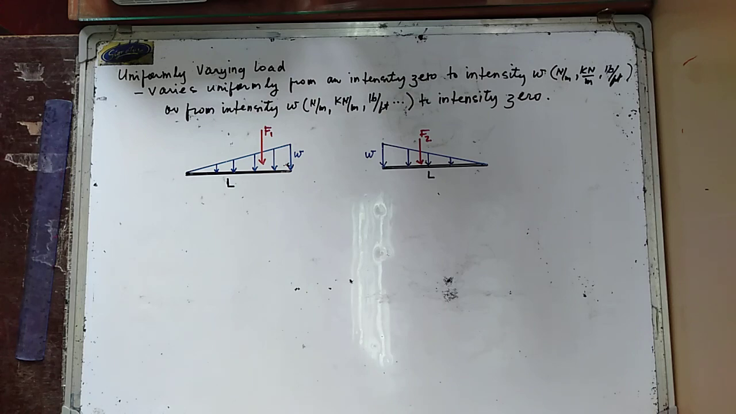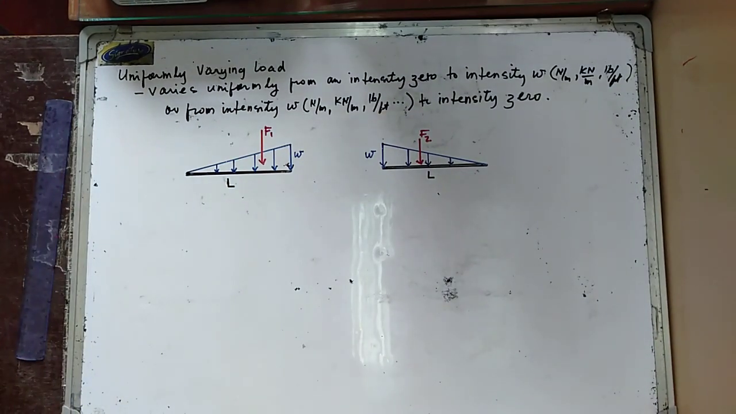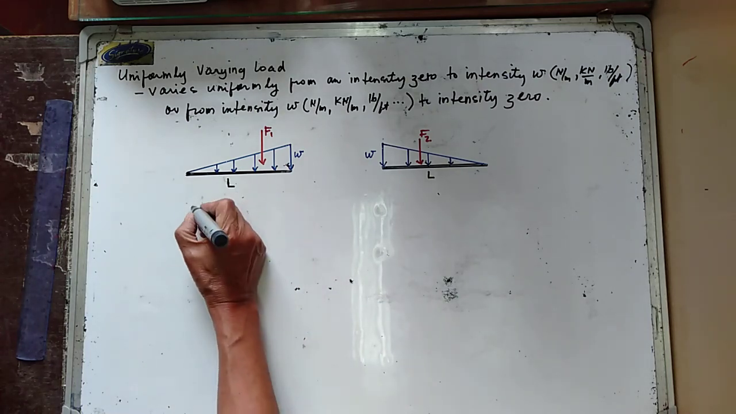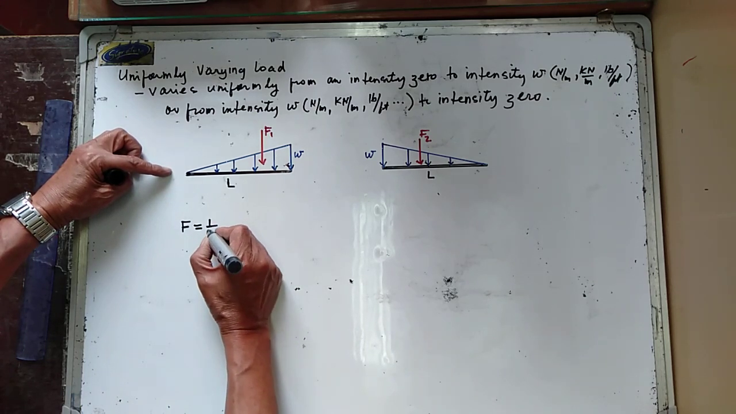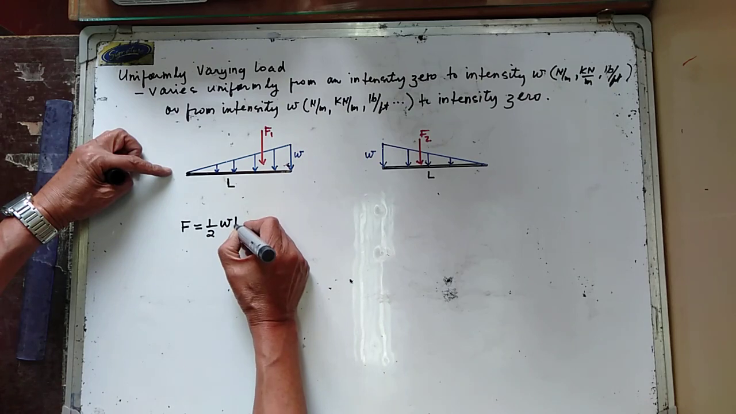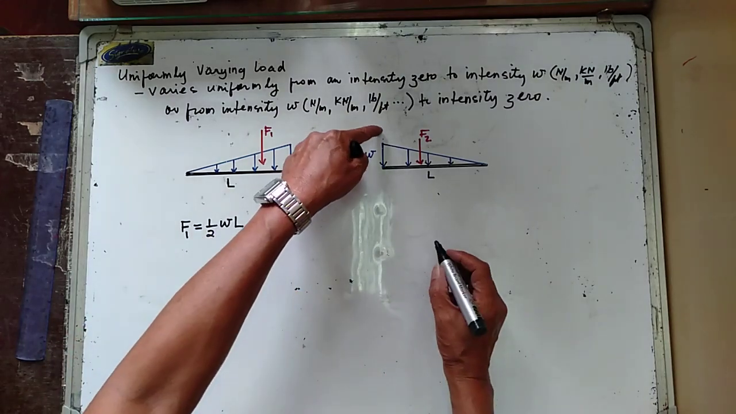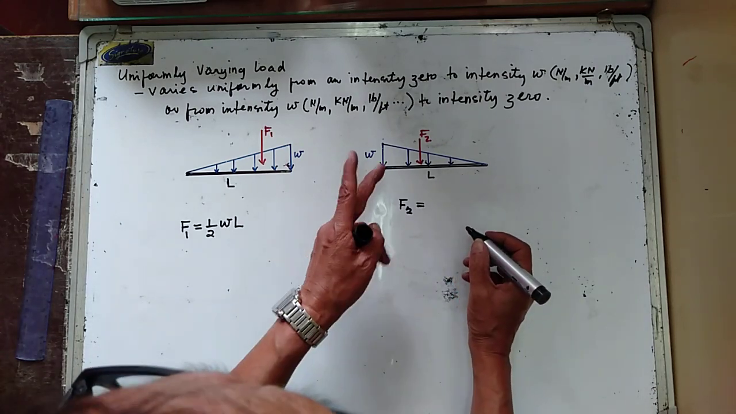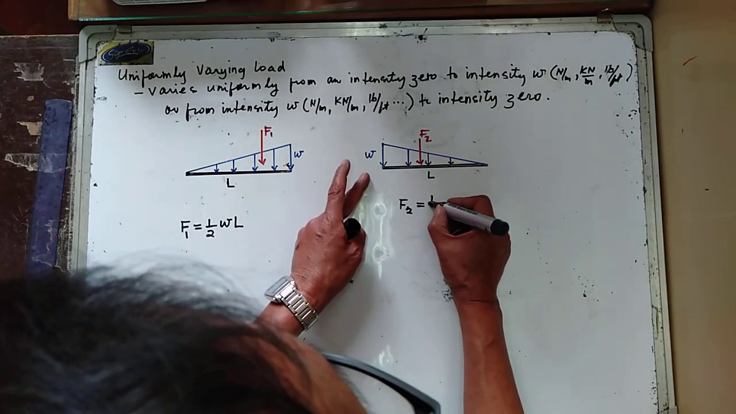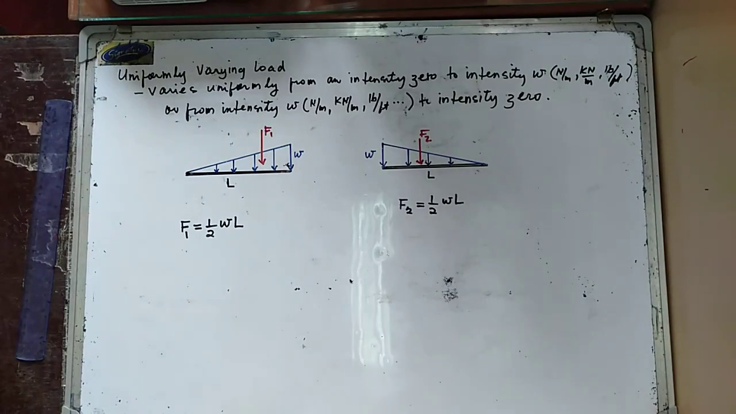Now, try to notice that a uniformly varying load has the shape of a triangle. So, what is the area of a triangle? Your F1 therefore is now equal to 1/2 multiplied by W, multiplied by L. And your F2 here is equal to the area under the load diagram, which is still 1/2 multiplied by W times L.